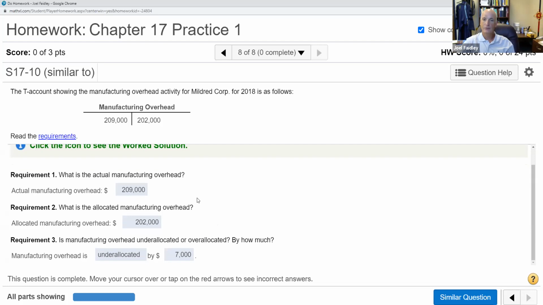Underallocated, because that means you're going to what? What's the journal entry? You're going to credit manufacturing overhead by $7,000 to make this balance to zero. And what's the debit? Cost of goods sold. You've increased your cost of goods sold by $7,000, an unexpected expense that comes right off the bottom line. All right, so that's practice set 1.